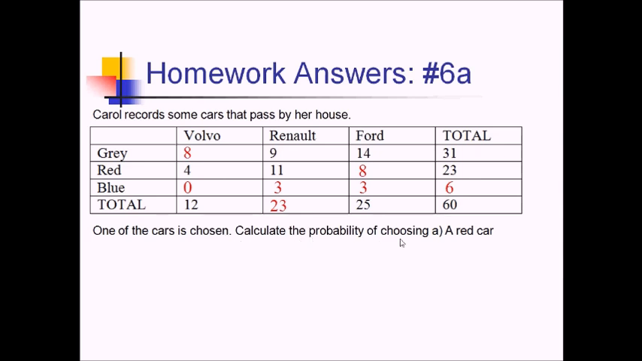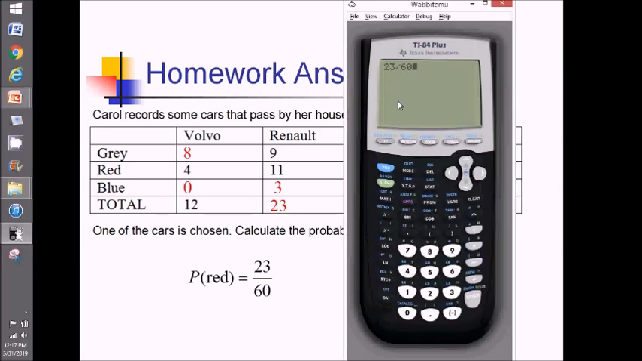We want to calculate the probability of choosing a red car. So one of the cars, that means 60 is our denominator. This is the total group of cars we're looking at. And we just want to know how many of those were red. So 23 out of 60 then would be our probability of red. And we'll do that on the calculator. 23 out of 60 comes out to 0.383.